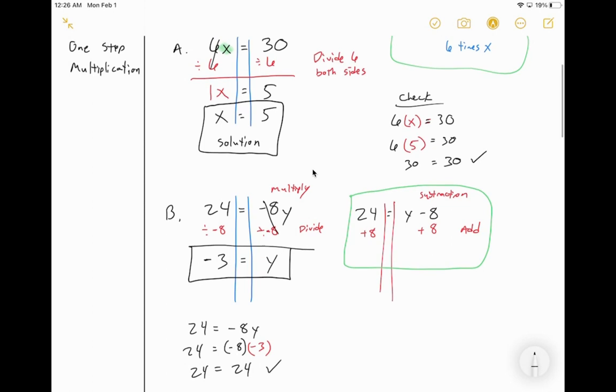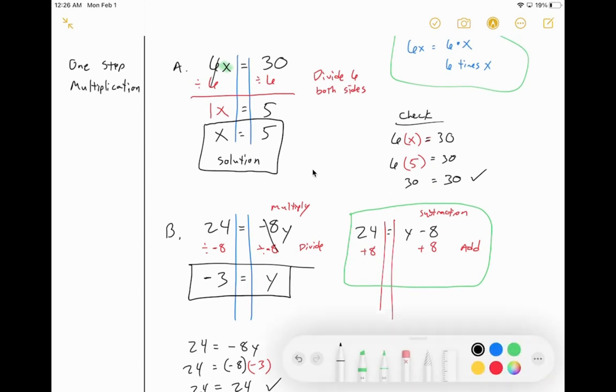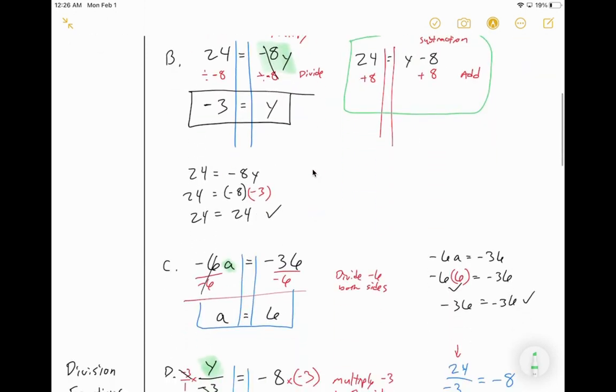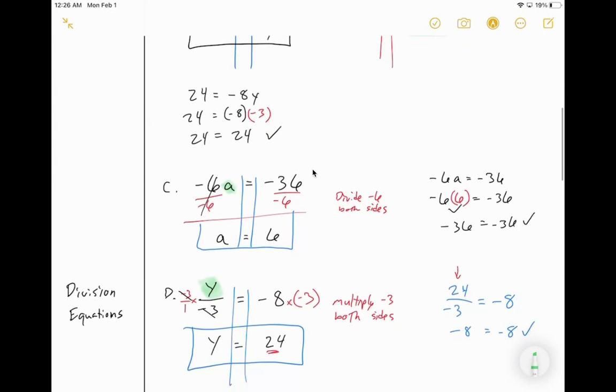So just like on letter A, we'll go back. We see that we had a 6 times x, so we divided by 6. On this one, letter B, we had negative 8 times y, so we divided by negative 8. When we see multiplication, we need to divide. Same thing with letter C. The other thing is we have to watch out for our negatives. Remember, negatives are always ones that give us trouble, so make sure you do your negatives correctly.